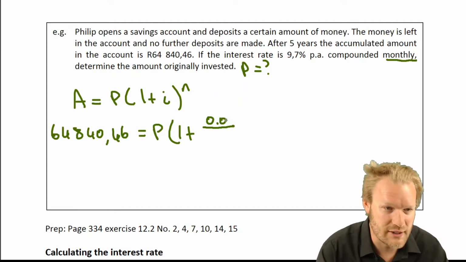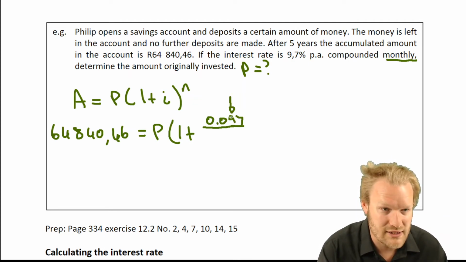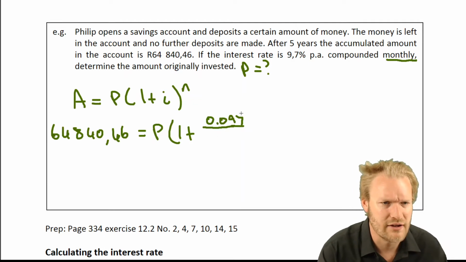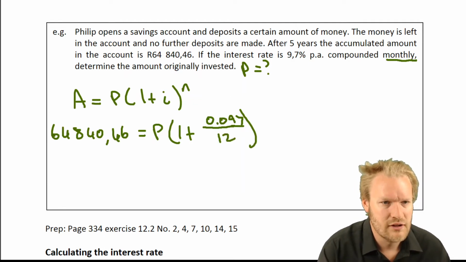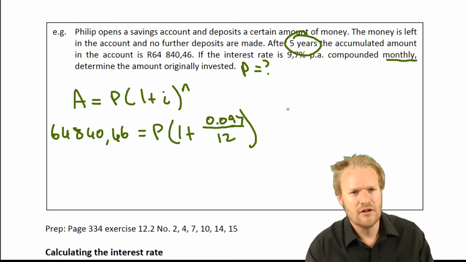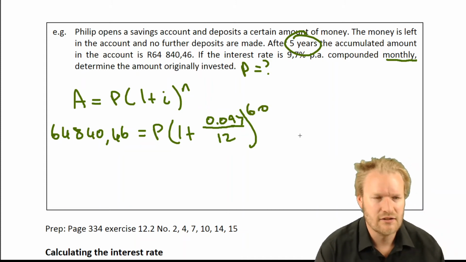So it's 0.097. So that's 9.7. Like there's the hundreds column there. So that's 9.7. Okay. Compounded monthly, so 12. It's 5 years. That's all we've got. And it's monthly, so it's 5 times 12 is 60. Okay, so here we go.